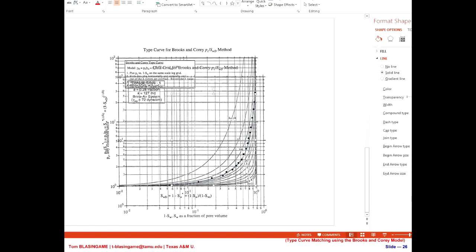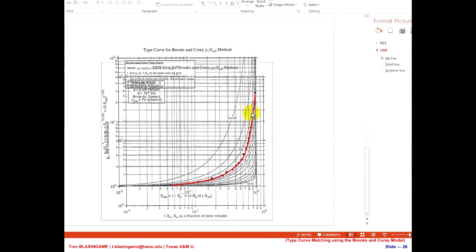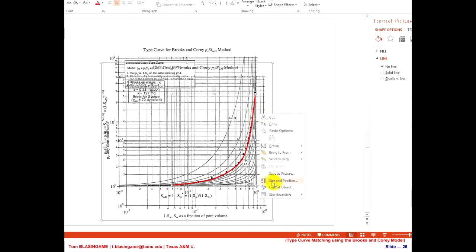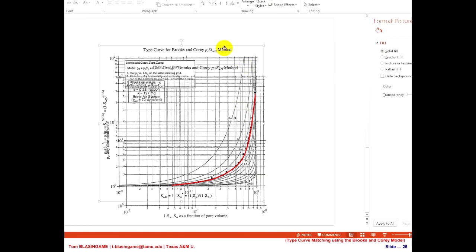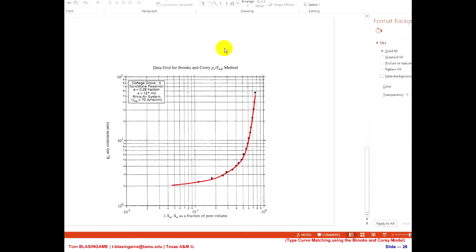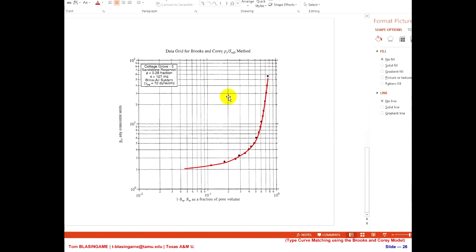what's your favorite color? Red. Red's good. So there's my fit of the data. Not bad, huh? That's how you would work a type curve. That was really fast, but you'll have the video so you can go back and take a look.